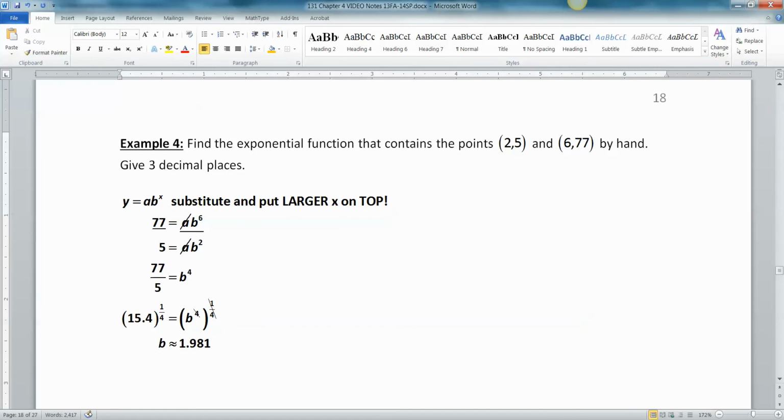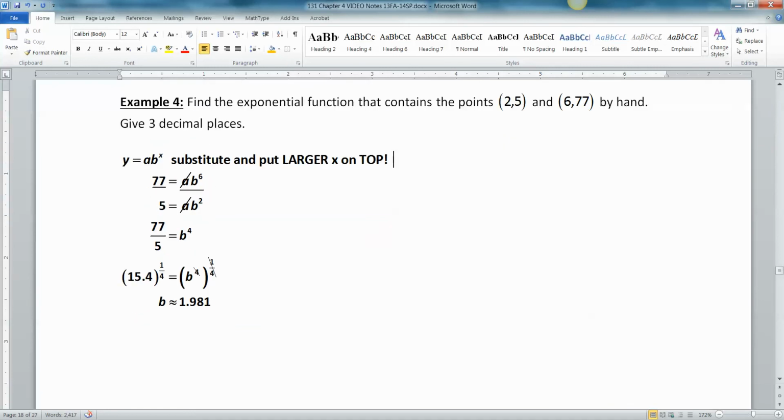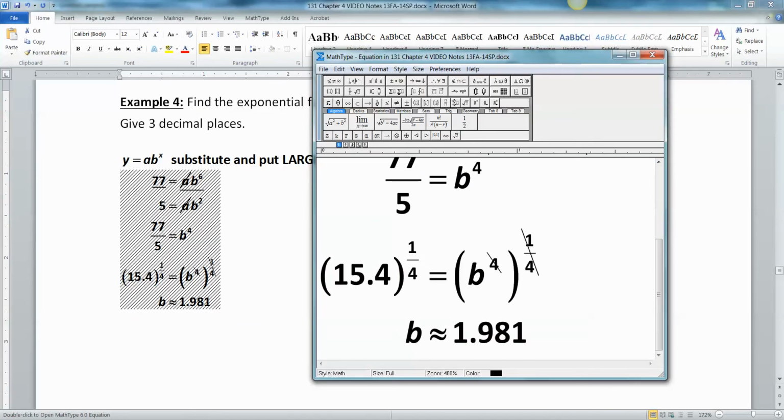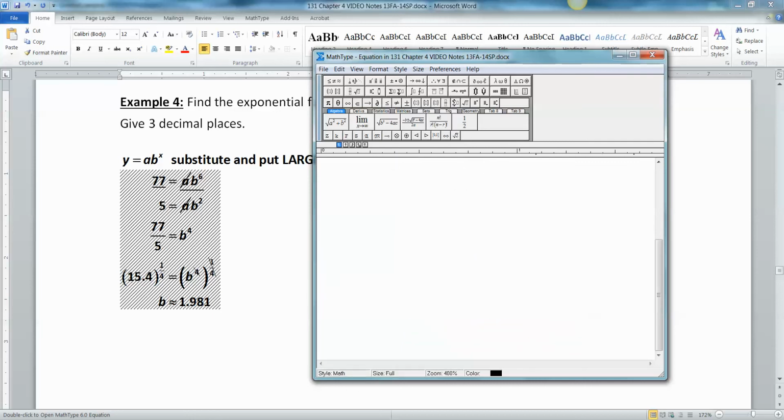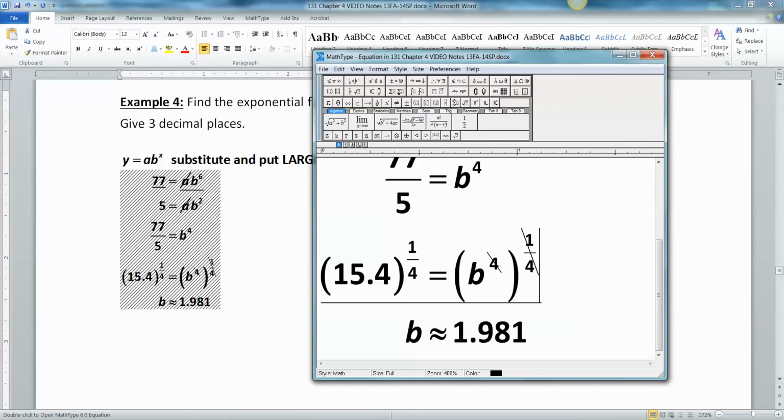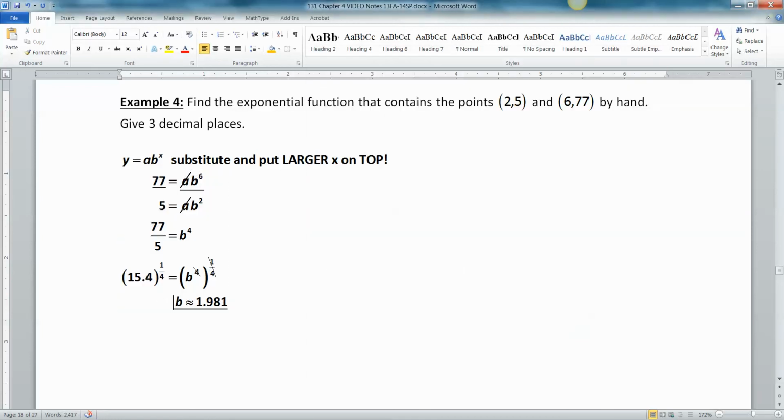Oh. But we're not done. No, no, no. We found our b. That's great. Here, let me underline it. So b is right here. Fabulous. But we're in trouble. We still need to know what a is. Okay. So what could we do?